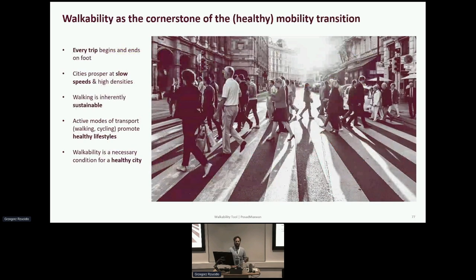That is why in our office, and I think a lot of you share this notion with us, we believe that walkability is the cornerstone of a healthy mobility transition. Because every trip begins and ends on foot, because cities prosper at slow speeds and high densities, which are the very same characteristics that encourage walkability, because walking is inherently sustainable, because active modes of transport, cycling, but also walking, promote a healthy lifestyle, this all led us to the conclusion that if we want to work towards a healthy city, we need to start with the necessary condition, which is walkability.